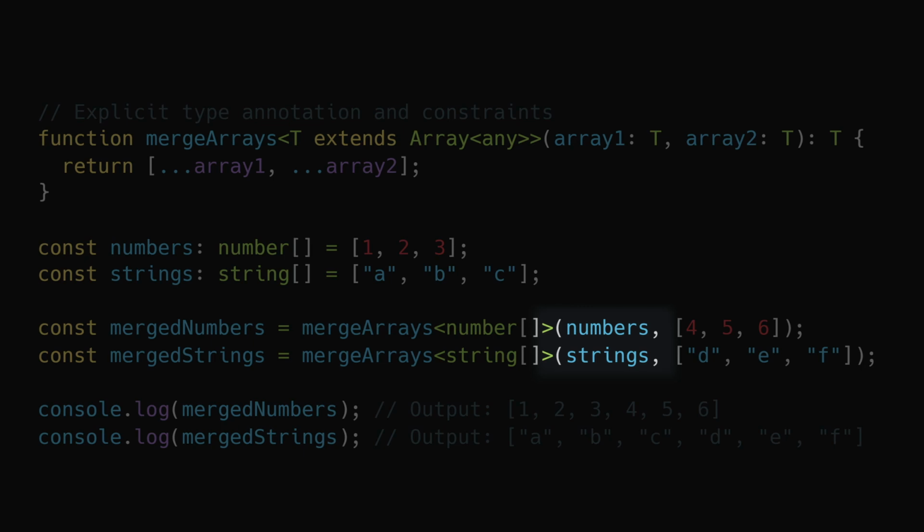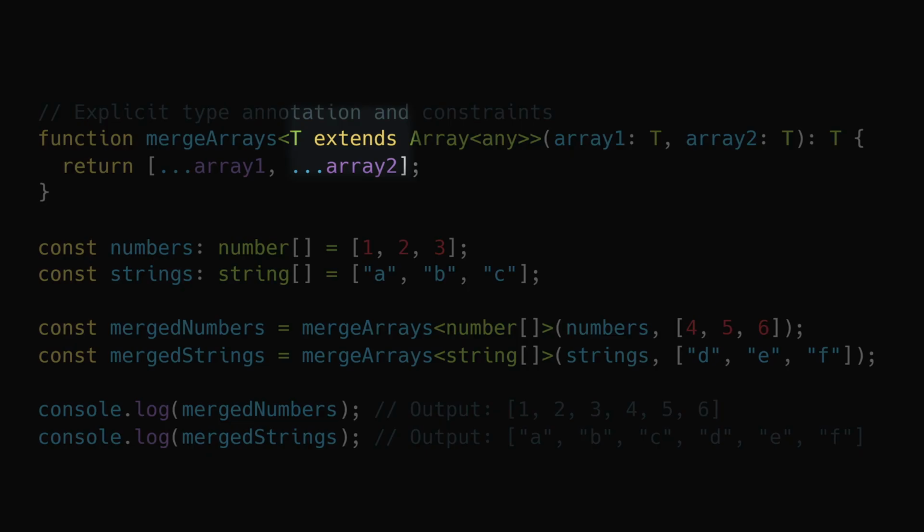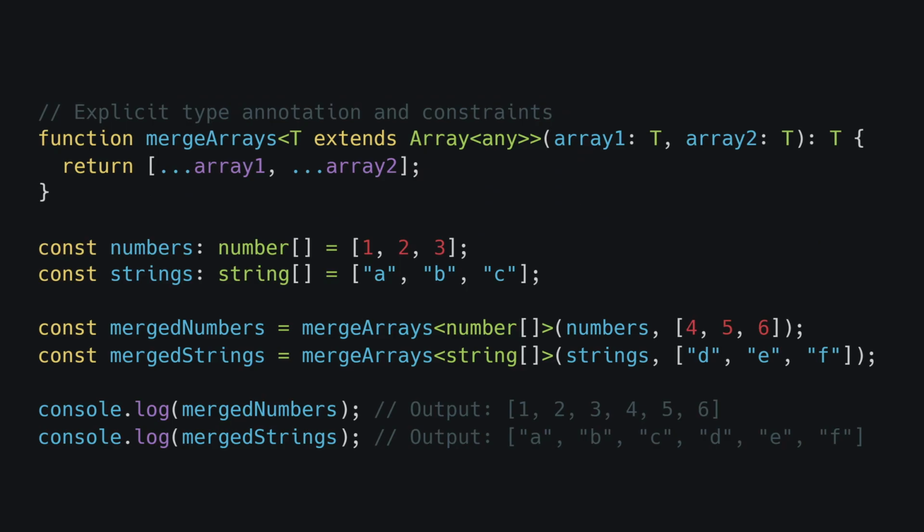Use constraints to ensure type safety. Generics allow us to work with a wide range of types, but it's important to use constraints to ensure type safety. By using the extends keyword, you can restrict the generic type to a specific set of types or interfaces. This helps prevent potential type errors and provides better static type checking. Using constraints also enhances code documentation by explicitly defining the requirements for the generic type.